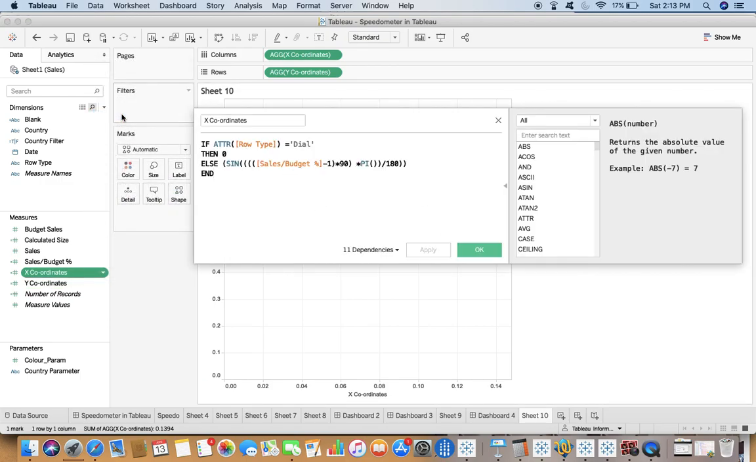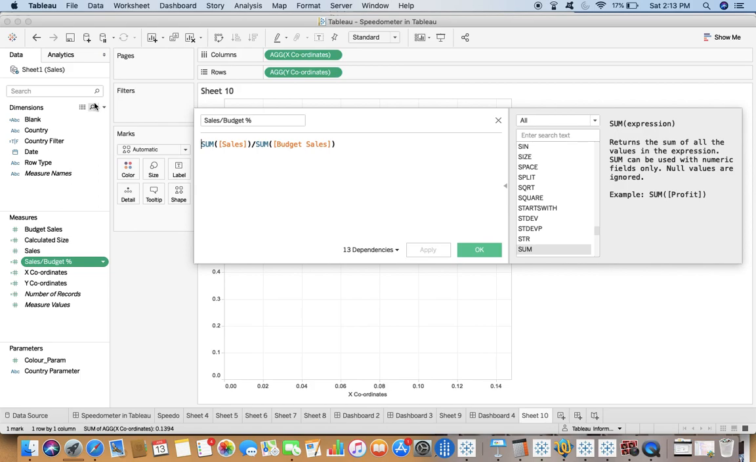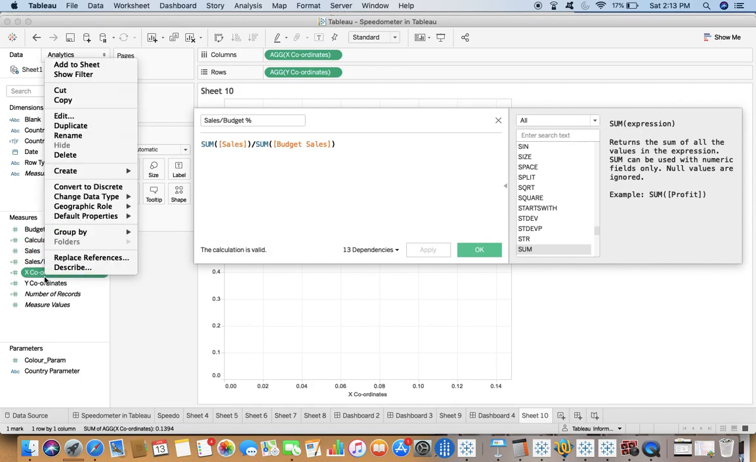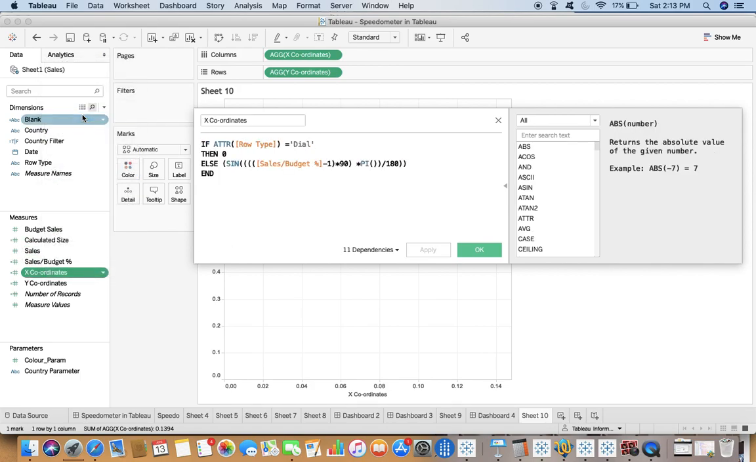The second part says sine of sales divided by budget. Sales divided by budget is nothing but sum of sales divided by sum of budget sales. So if that is coming as 1, that means sum of sales is equal to budget sales. If it is equal to 1, then what will happen? 1 minus 1, that is 0. That else part will become sine of 0, which is 0.